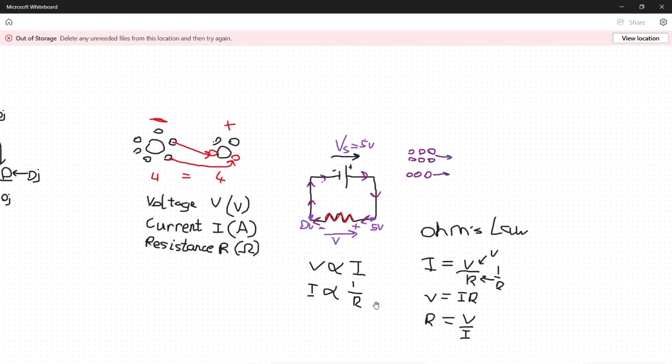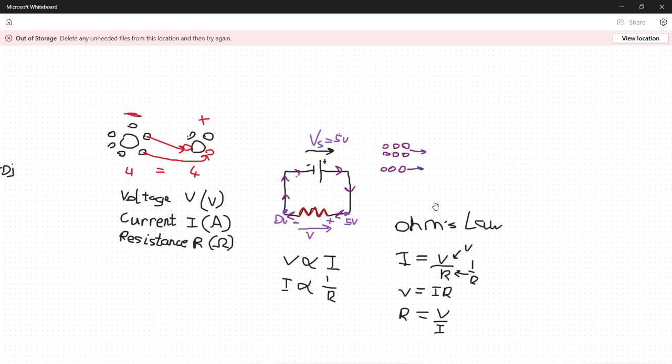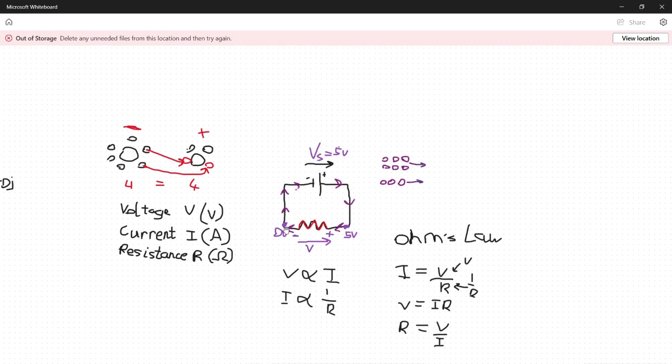And it's basically the first part you need to understand about electrical circuits, the relationships between these different components. So the relationship between the voltage, the current, and the resistance.